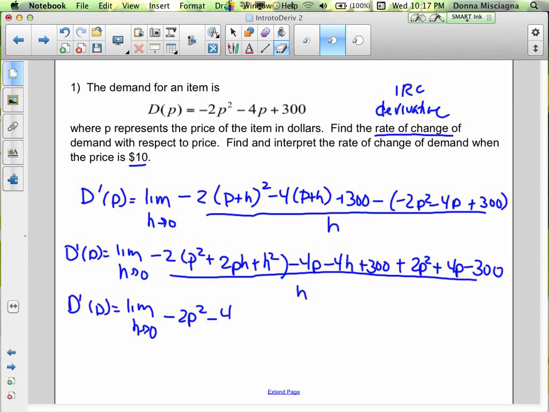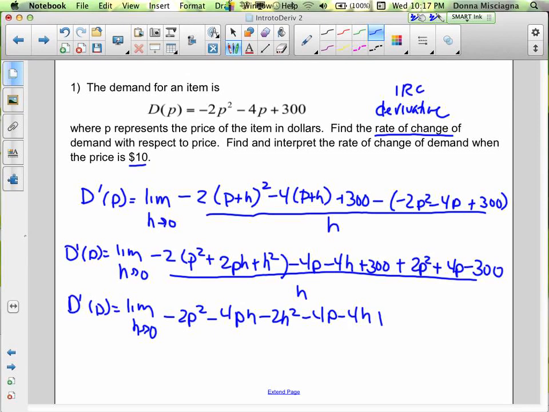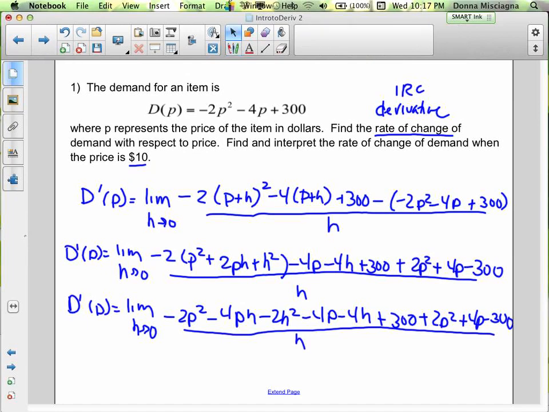All right, so minus 4ph, and then minus 2h squared, and minus 4p minus 4h, plus 300, plus 2p squared, plus 4p minus 300. Whew, that's a lot of terms, all over h. But thankfully, some of them are going, which is good. I'm running out of space. So 2p squareds are gone.